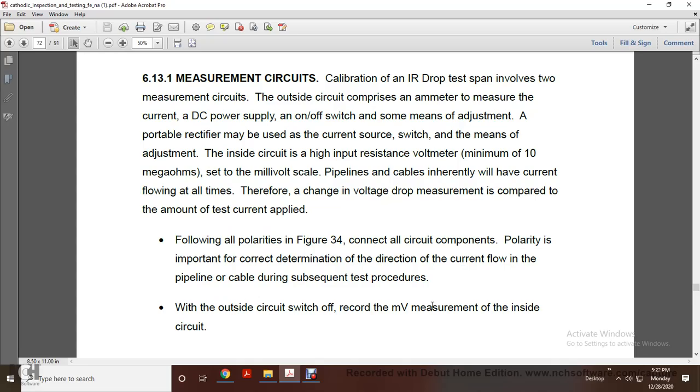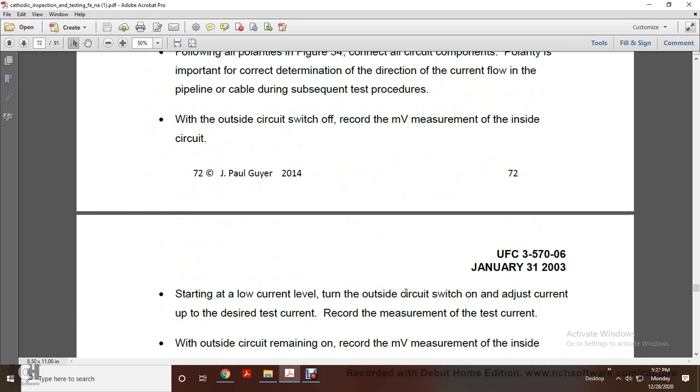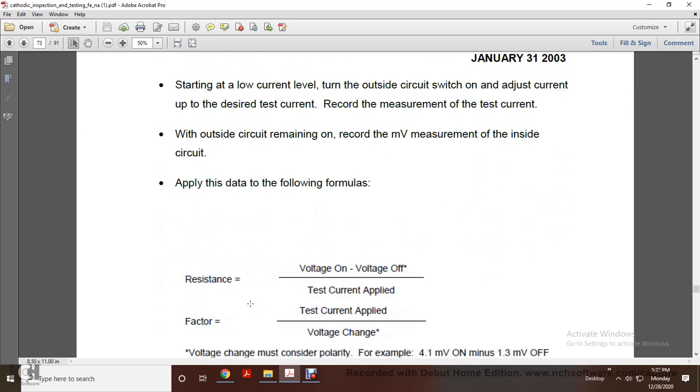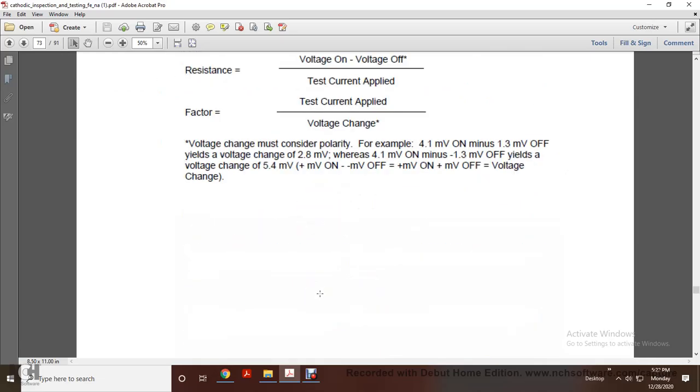With the outside current shut off, record the millivolt measurement with the inside of the circuit. Start a low current test with the outside circuit switch on, adjusting the current to the desired test current with the required measurement of the test current. With the outside circuit remaining on, record the millivolt measurement inside the circuit. Apply this data to the following formula. Resistance is equal to voltage on minus voltage off over the test current applied. Your factor is your test current applied over the voltage change.